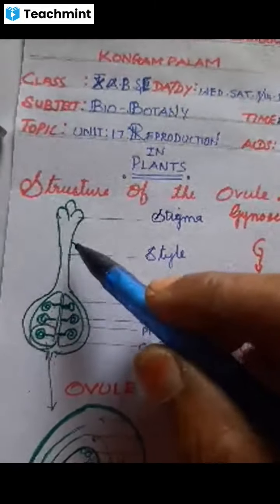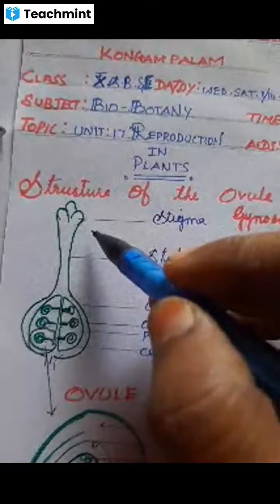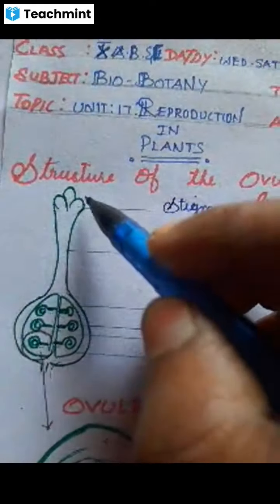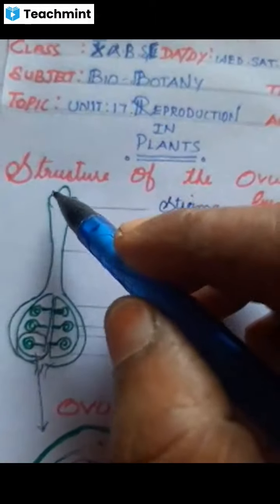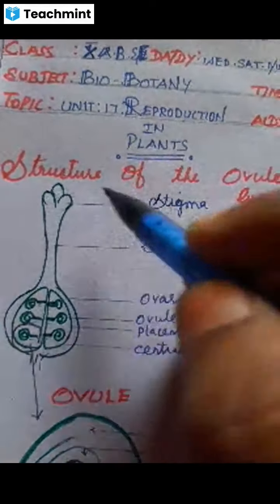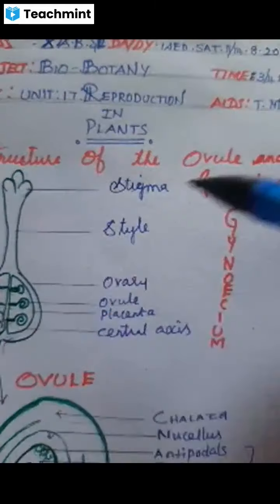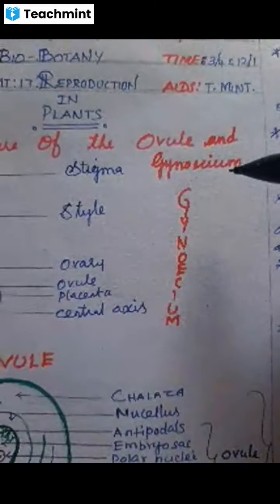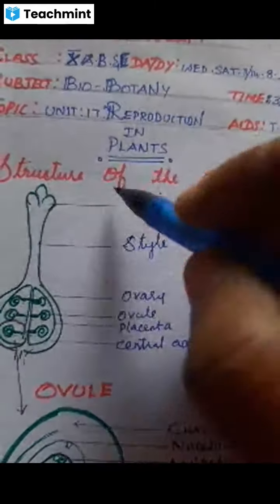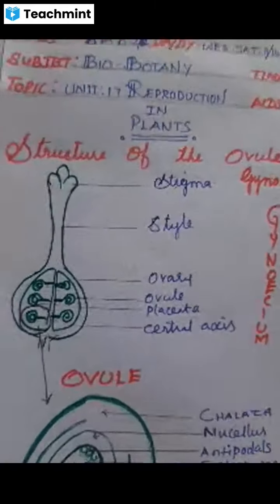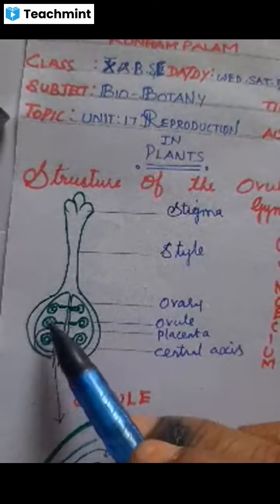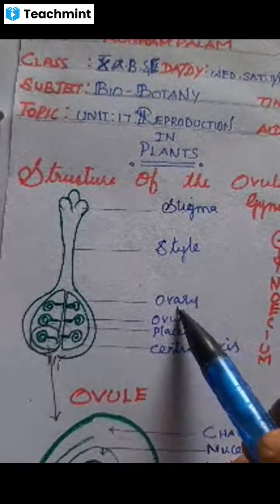This extends into a long, slender, thread-like structure called the style, and it ends with a capitate, cap-like, head-like structure called the stigma. So these are the three parts making up the female reproductive part. Each and every part is involved in the sexual reproduction of a flower. When I zoom into this area, what is present inside the ovary is the ovule.